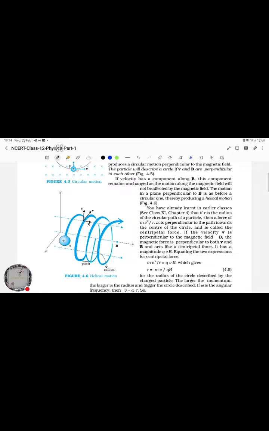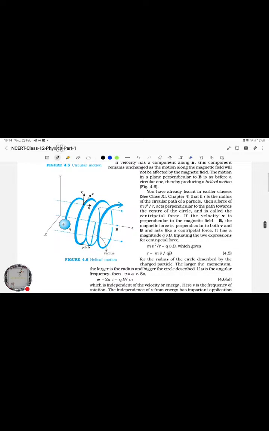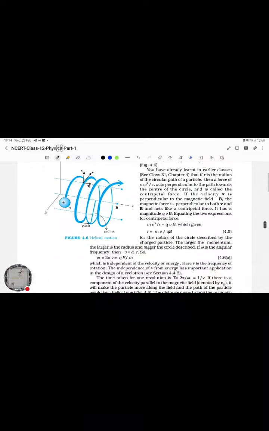That's a helical motion. You have learnt in earlier classes that if r is the radius of the circular path, then the force acting is m v squared by r, which is equal to q v B. Equating these two, the radius is equal to m v by q B. So the radius described will be equal to the mass of the charge carrier multiplied by its velocity, divided by the charge of the carrier and the external magnetic field. Basically, if we have the q by m value, it's going to be sufficient.